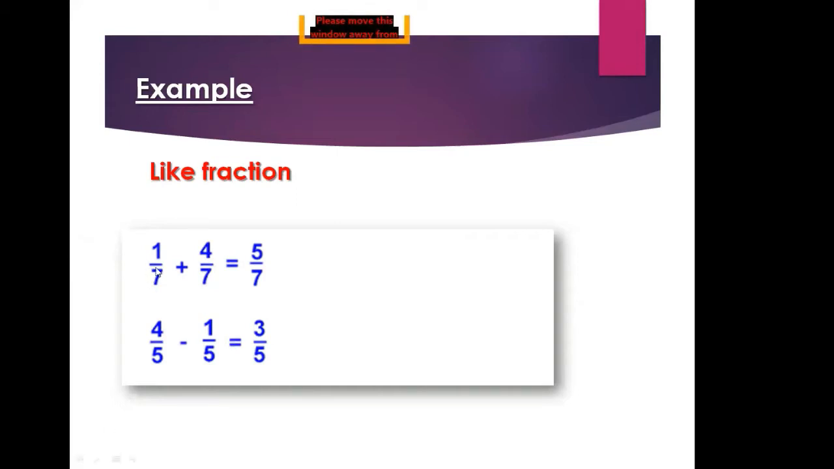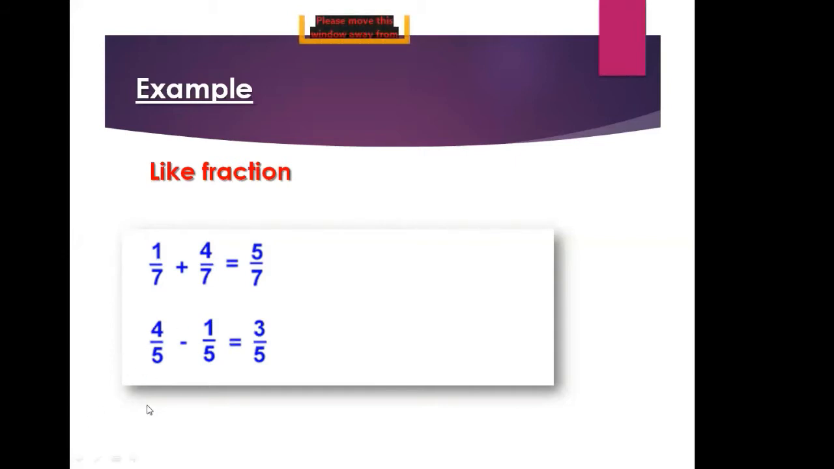In this example number 1, we have the same denominator, 7 and 7. We just simply add the numerator values. 4 plus 1 equals 5. This is our answer. If cancellation is possible, we will proceed further with the step. Otherwise, 5 over 7 is the answer.